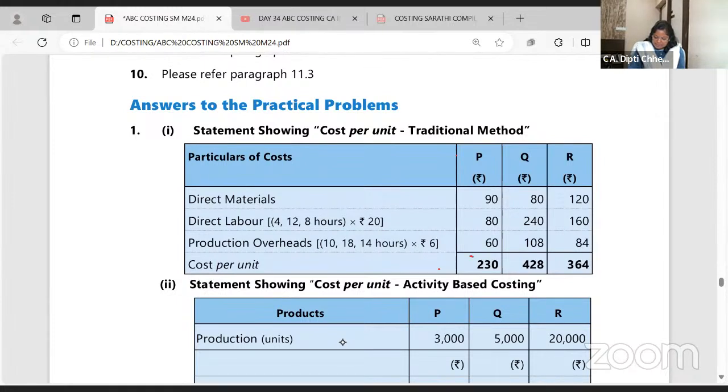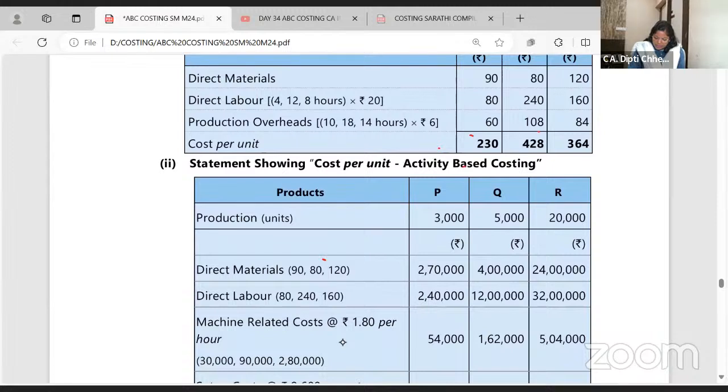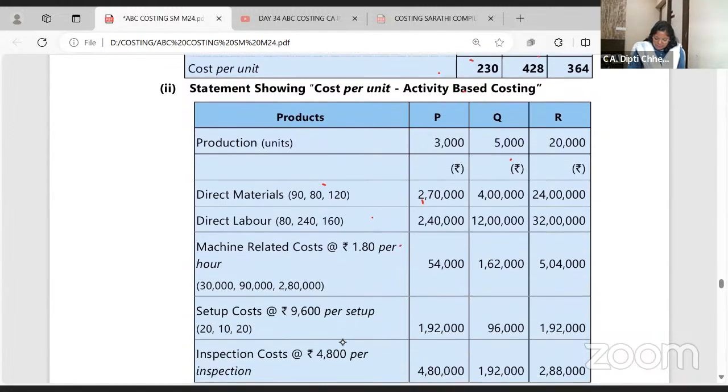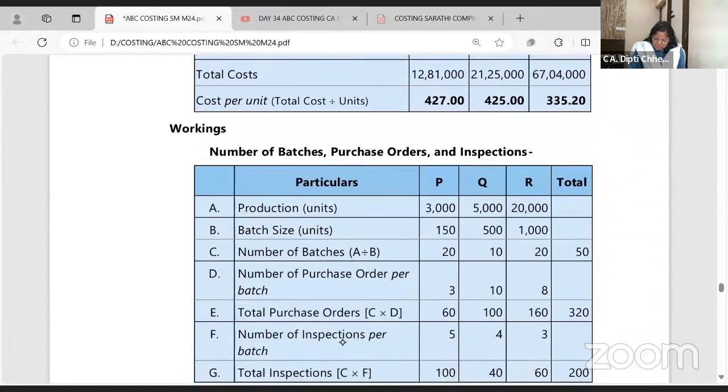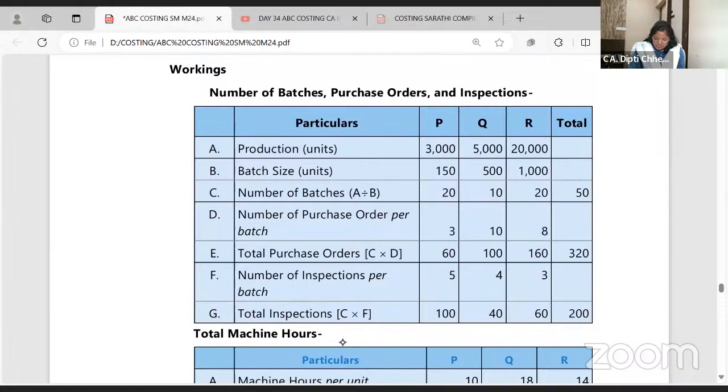Traditional approach is so very simple. And now production in units, material, labor, now machine related cost. Each cost you can divide. First you bifurcate the cost. See, now very important is when they said number of batches. So number of batches is, say, 20, 10, 20, that you have to get. But batch size, if you directly take this ratio, the answer will go wrong. Units divided by the batch size will give you number of batches.